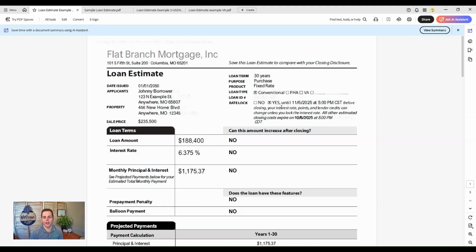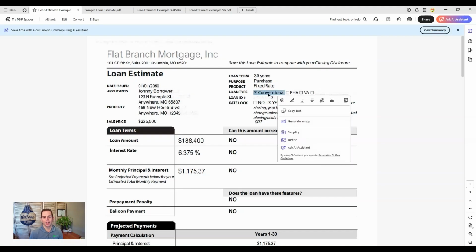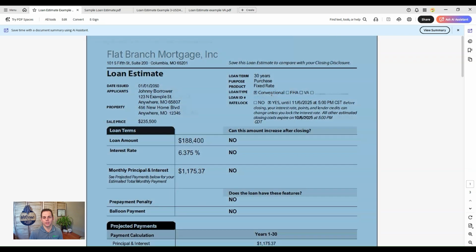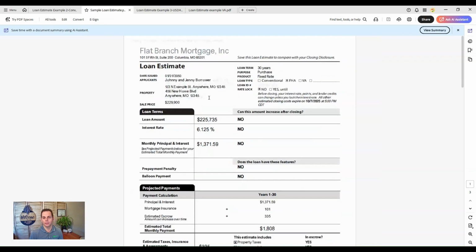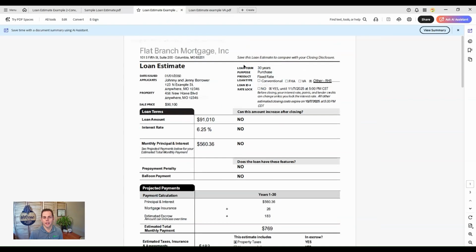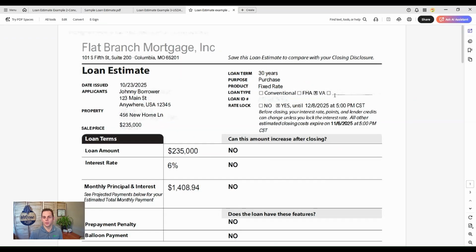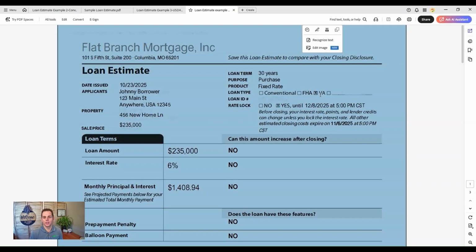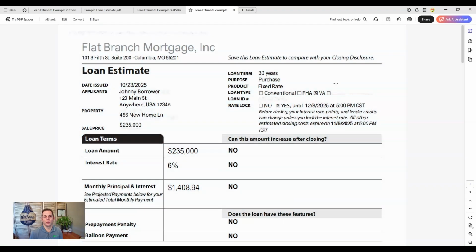So I have up here a conventional loan estimate, and you can tell that by up here in the right corner. I'm going to click on a different one here. This one is an FHA loan estimate, and I need to zoom in a little bit on that. This next one says other RHS. That's a USDA loan estimate. And then this last one is a VA. So that's how you can tell what type of loan estimate you're looking at.